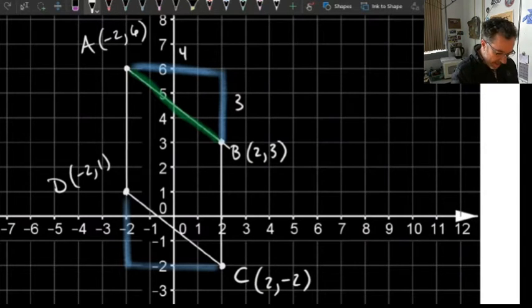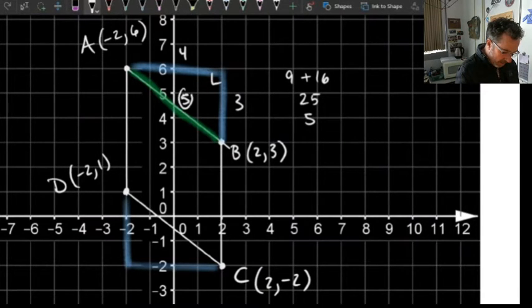3 squared is 9. 4 squared is 16. When I add 9 and 16, I get 25, and the square root of that is 5. So that's just the Pythagorean theorem. It's a right triangle. This is 5 units long. This is also a 3 and a 4, so that means that this other side across from here, that I'll also highlight in green, must also be 5.